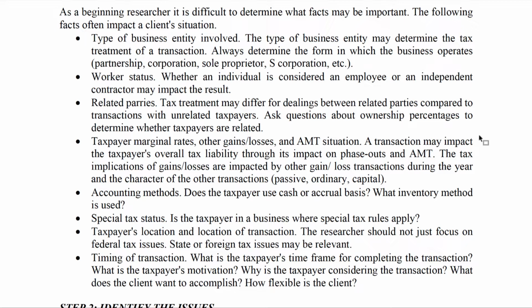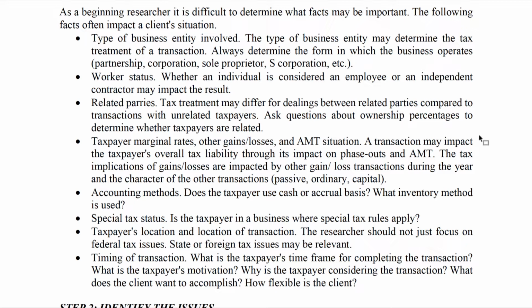And going back to property transactions, all those different types of things. That's a huge area, but that's important. Accounting methods, whether you're cash or accrual or some other method, special tax status, taxpayer's location and location of the transaction. That's very, very important in tax research, not only for federal, but also state and foreign issues. Timing of the transaction. When exactly is this going to be viewed as taking place under the tax law? These are all very important.